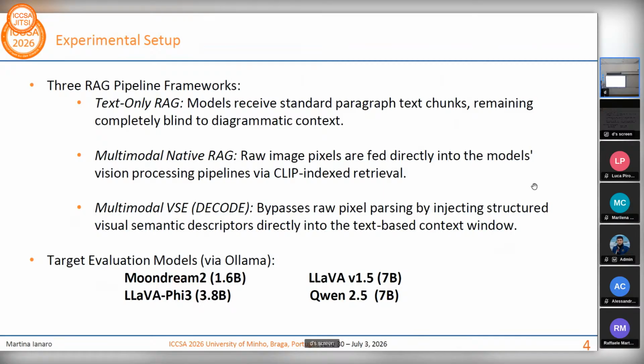And so I use different models. All of these models are downloaded locally, via Ollama. I use Moondream 2, that is the lower bound because it's 1.6 billion parameters. The second is LLaVA-Phi3, 3.8 billion parameters. Then LLaVA v1.5, which is 7 billion, and 2.5, which is also 7 billion like LLaVA, but in a different architecture.